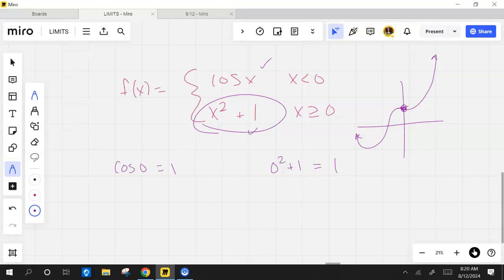The limit is x approaches 1 from the right.